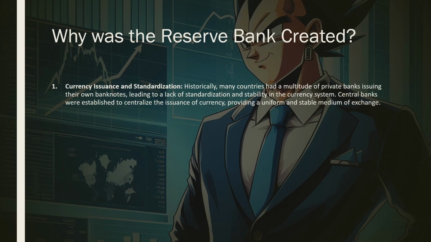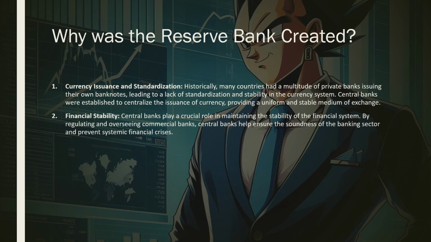So let's get into why the Reserve Bank was created. Firstly, it's the issuing of currency and the standardization, so that many private banks out there are not issuing their own notes and people are not operating under their own guises. There's a centralized system of issuing money and a centralized valuation of a currency, right? Secondly, it's financial stability, which we've already spoken about when we looked at the various roles.